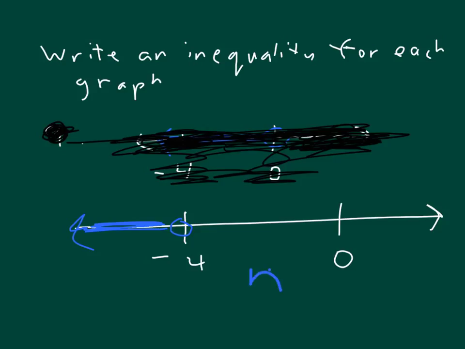It's a pretty simple one. The number is less than, but not equal to, -4. So this would be the correct response to number 9, because the number can't be -4. The circle says it can't be -4, and it goes less than.